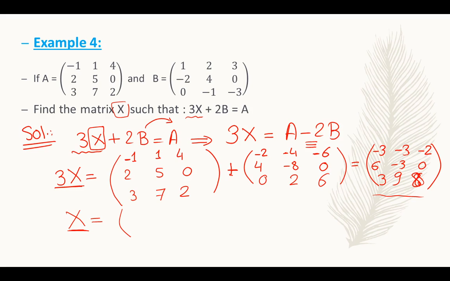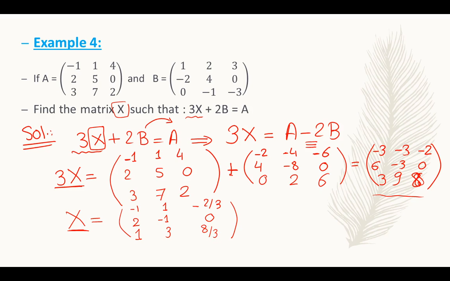So negative 3 divided by 3 equals negative 1. Negative 3 divided by negative 3 equals 1. Negative 2 divided by 3 equals negative 2 over 3. Negative 3 divided by 3 equals negative 1. 0 divided by 3 equals 0. 3 divided by 3 is 1. 9 divided by 3 equals 3. 8 divided by 3 equals 8 over 3.